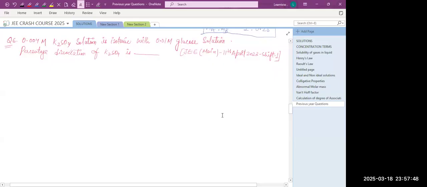Here, 0.004 molar K2SO4 solution is isotonic with 0.01 molar glucose solution. So the percent dissociation of K2SO4 is, again, an integer type of question. Solve it.